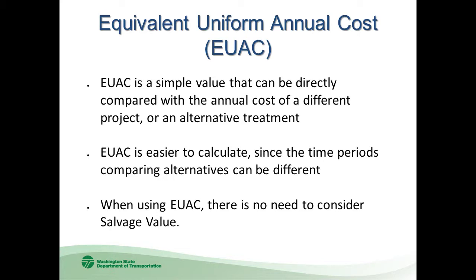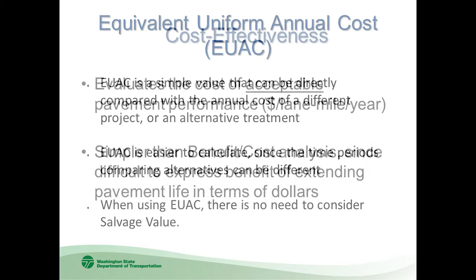So I have a chip seal that is not going to last as long as an asphalt resurfacing, but if I convert it to annual costs, I can compare those directly. If I use net present value, I get maybe a misleading idea of a chip seal versus an asphalt, but an annual cost is really the way that I manage the pavement. So it's a simpler process, and it's easier to compare alternatives. And also when using EUAC, there's no need to consider salvage value. I can look at just one performance period and simplify the whole process.